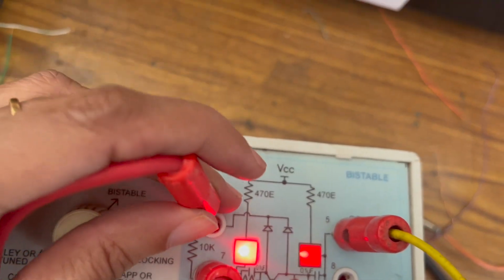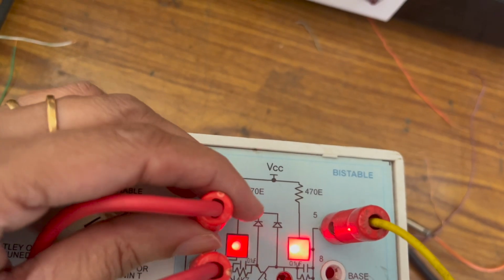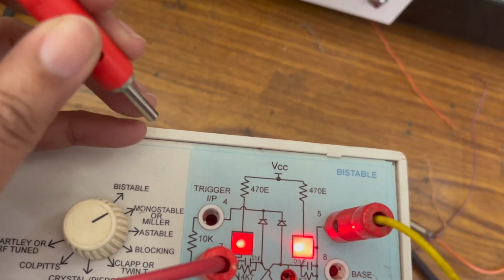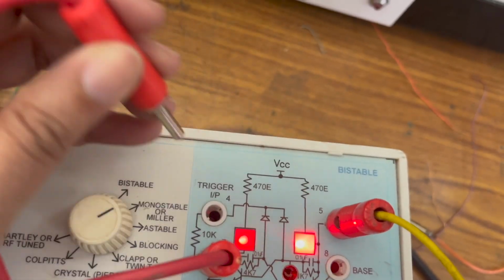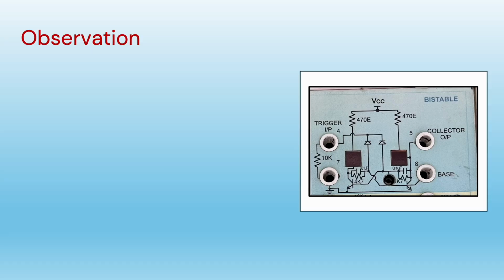Now it will not change. Again it will change, and when you take it out, it will go to one of the stable states and it will remain in that state forever. Now it will remain in this state forever, right? This is bistable operation. This multivibrator experiment was done on the trainer kit.